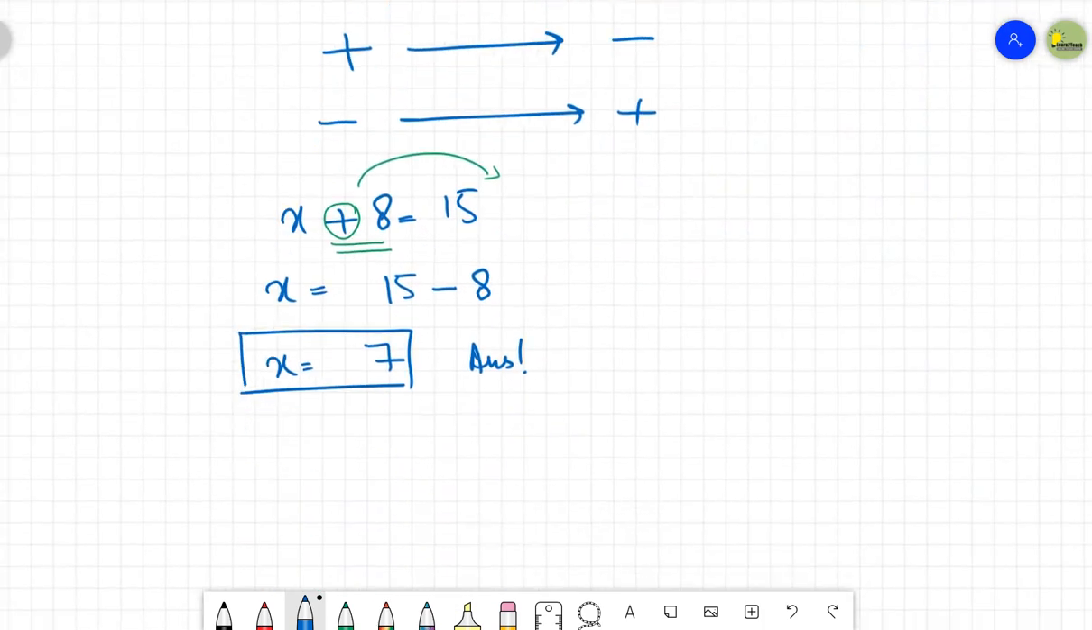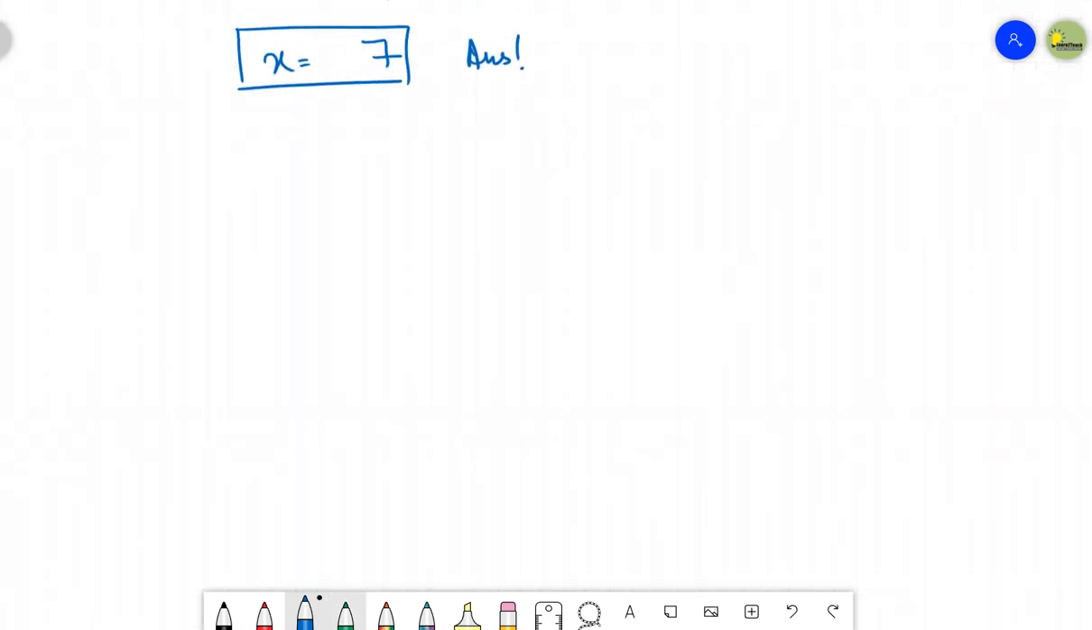Let's do another part so that you can just learn this concept very quickly. Let me do part B for you. In part B, I have x plus 9 equals minus 5. Again, the same thing. What you need to do is shift plus 9 to the other side of the equation to get the value of x.